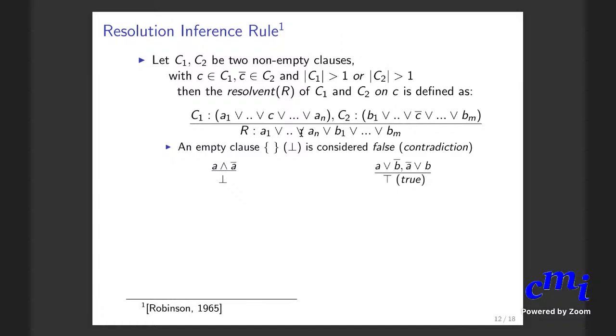But on all other pairs of clauses which have more literals, you can apply this inference rule. Basically what this does is it eliminates one conflicting pair of literals in two clauses and merges the rest of the things. Okay.